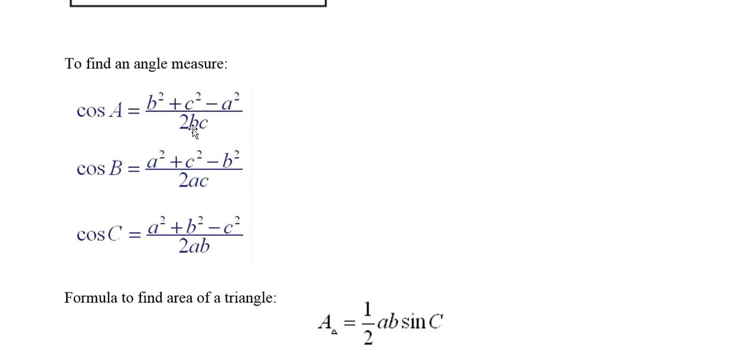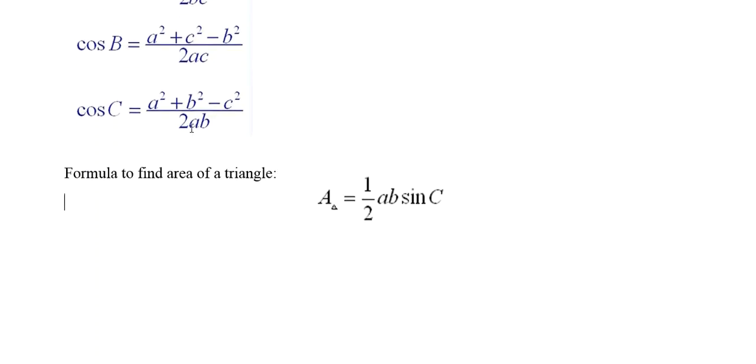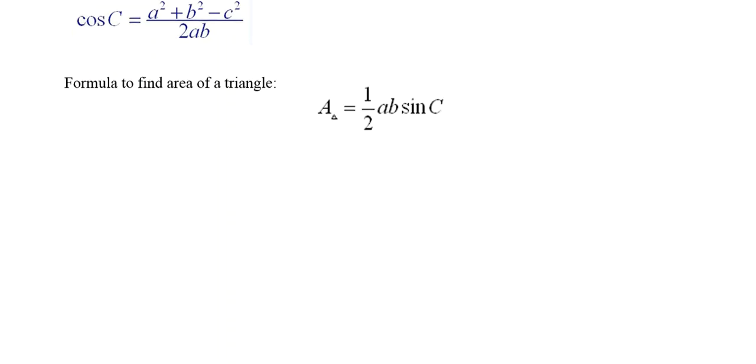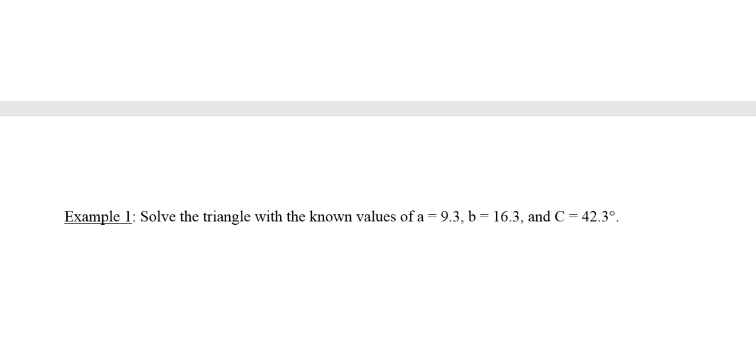If you're looking for an angle, you will use this section. Once you do the stuff on the right hand side, you will do the inverse cosine in order to find the angle. A third formula that's found in this section is how to find the area of a triangle, and that is found by doing 1/2 AB sine theta. So now that we have all the formulas, we're going to go ahead and start doing some practice.